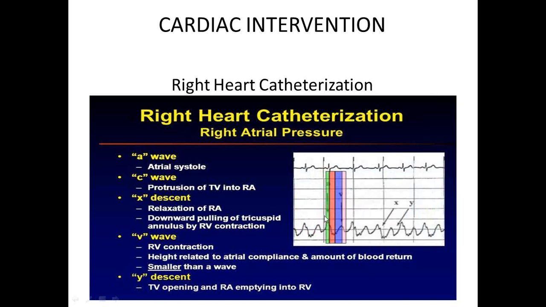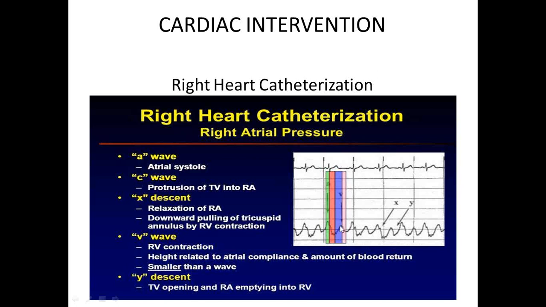And then after the C wave, you get what we call your X descent. The X descent is relaxation of the right atrium, because in ventricular systole, the right atrium is being filled with blood. Okay, so the X descent is due to the relaxation of the right atrium. So the pressure falls because it's relaxed, and you get a downward pulling of the tricuspid valve. So you have your A wave, your C wave, your X descent. Then after that, you get what we call the V wave.